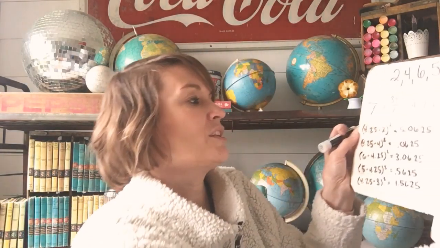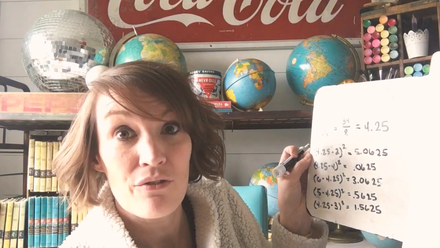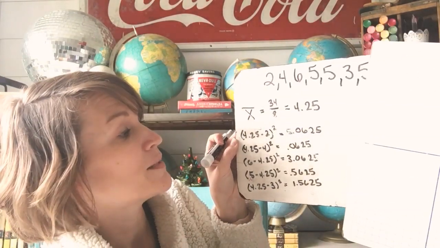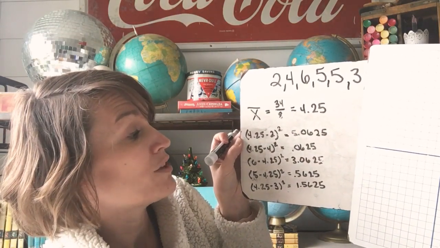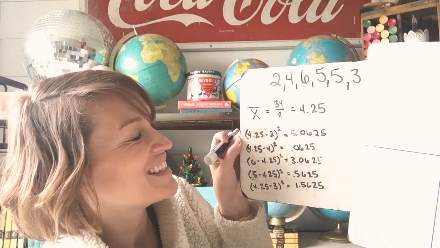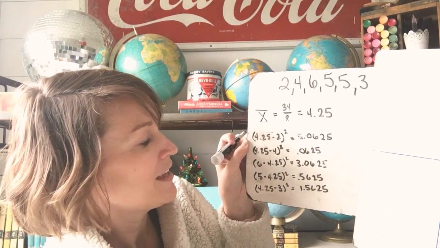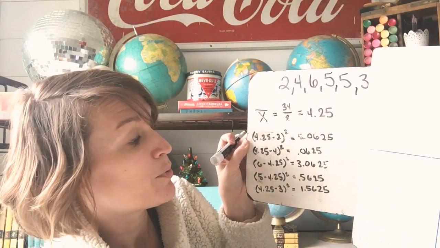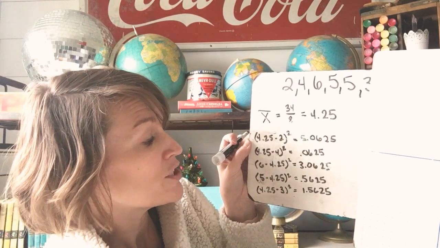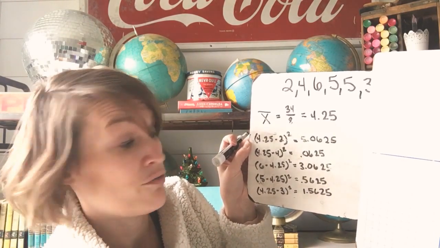Okay, I hope you paused the video and tried to find out what the values were. So when you subtracted it from 4, you got 0.25. 0.25 squared is 0.0625. When you did 6 minus 4.25, you got something, and squared it's 3.0625. And then 5 minus 4.25 is 0.75. 0.75 squared is 0.5625. And 4.25 minus 3 is 1.25. 1.25 squared is 1.5625. So here is every piece of data. We did that step. The next step is that you have to add all your answers.